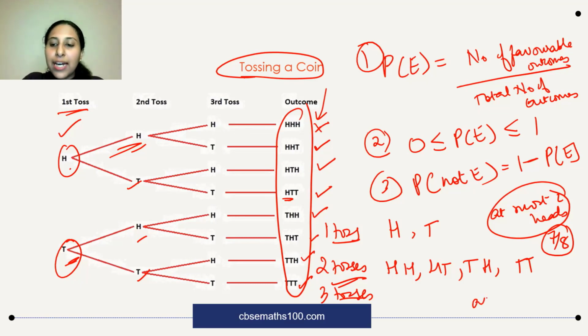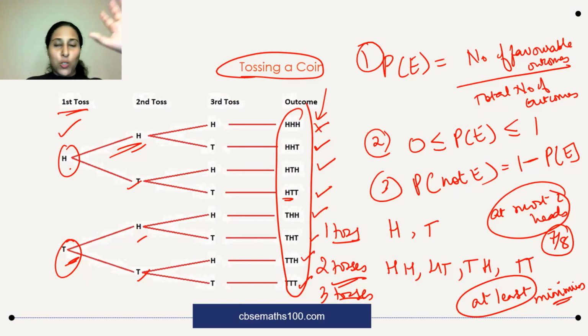Similarly, if I have the word at least, it means minimum. Okay, at most means maximum, at least means minimum. So be careful about this, right?